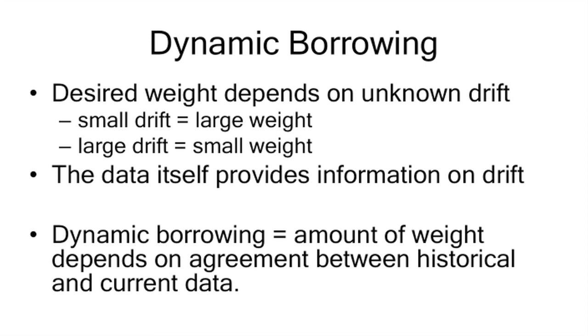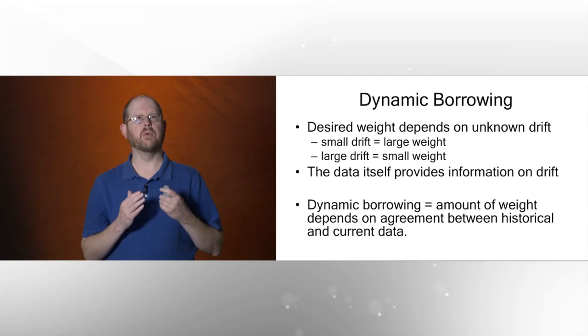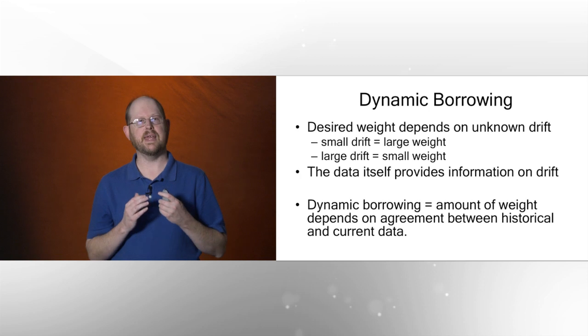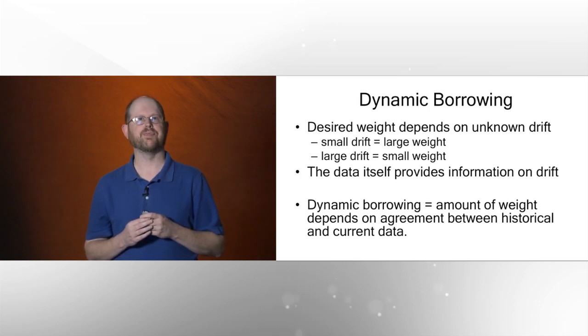So what we want is a method that when the drift appears to be small, we're going to give high weight. We're going to get the most of the benefits. But when the drift appears to be large, large up, large down, we're then going to suddenly discount history. We're not going to use it anymore. This all goes under the notion of dynamic borrowing. We want to make sure that we adjust the weight depending on what's happening in the current study.